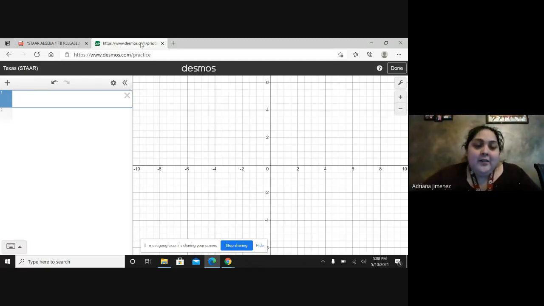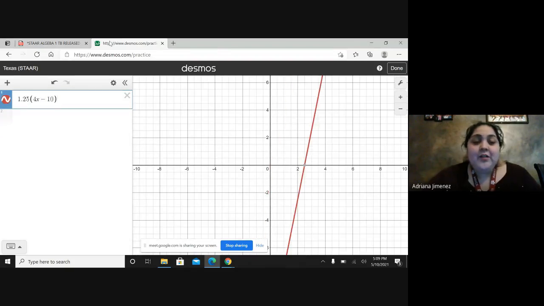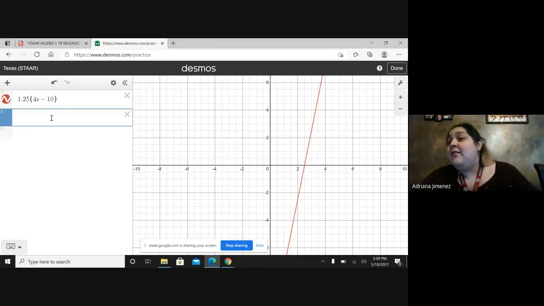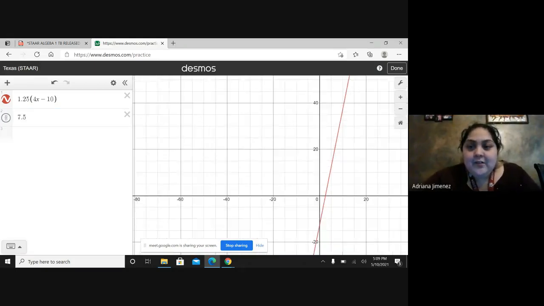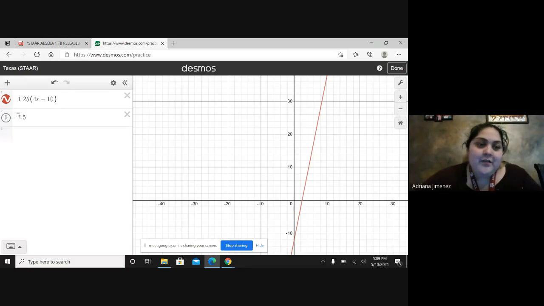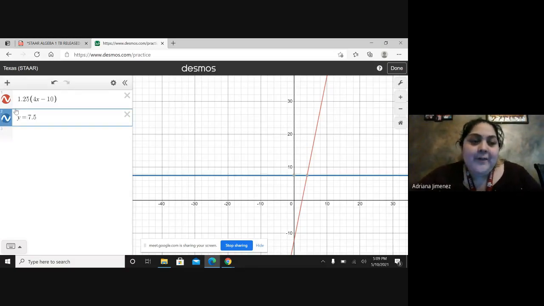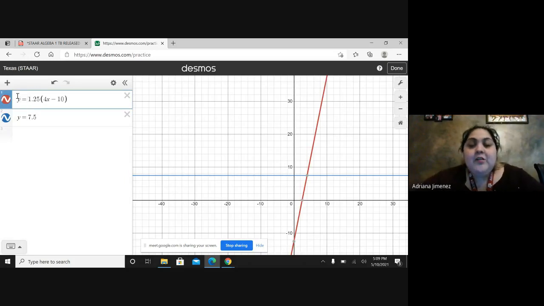All right, so we type in the first part, which is 1.25, parentheses, 4x minus 10, close parentheses. So that goes in one box. In the other box, you're going to put what's on the other side, which is 7.5. And I have to put y equals, I forgot. So now you have this.